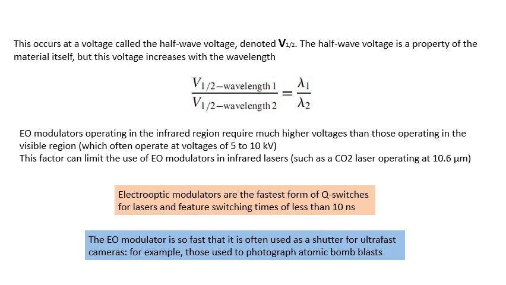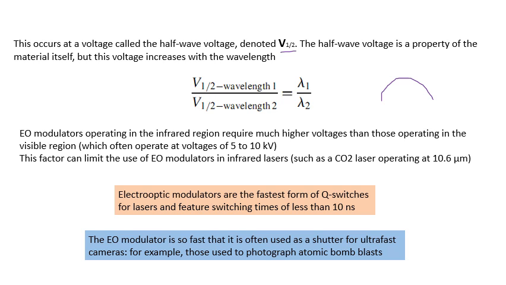One more thing, the applied voltage. There is a term used which is called the half wave voltage. Half wave: the voltage applied for the half of the wave. That is why it's written V1/2. The half wave voltage is also a property of the material itself, and it depends on wavelength. If the wavelength is increasing, then this half wave voltage will also be increasing.